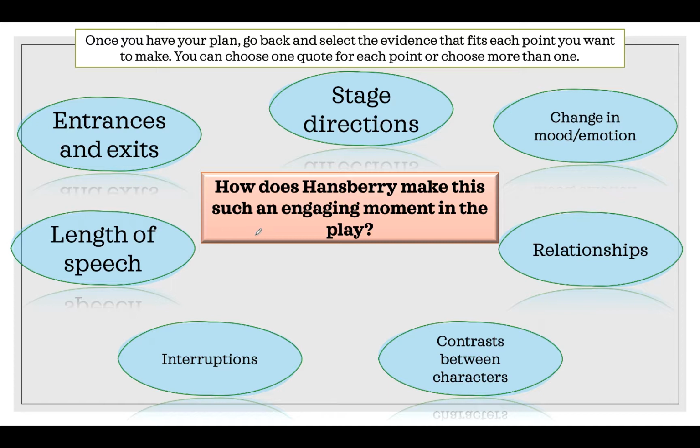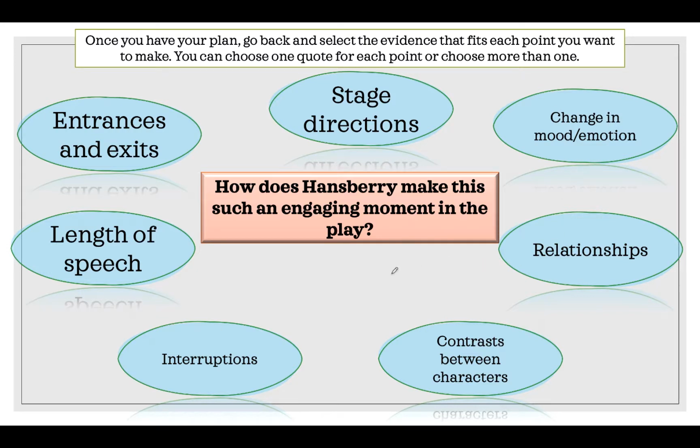And one way to help you formulate your ideas or your points is to just rephrase the question in your head. So Hansberry makes this such an engaging moment in the play by entrances and exits, or by using stage directions, or by showing a change in mood and emotion, or by presenting the relationships between Mama and Walter or Mama and Travis, or by showing contrast between characters, or by using interruptions, or by using the length of speech. So all of these could actually be points that you could use in your essay.